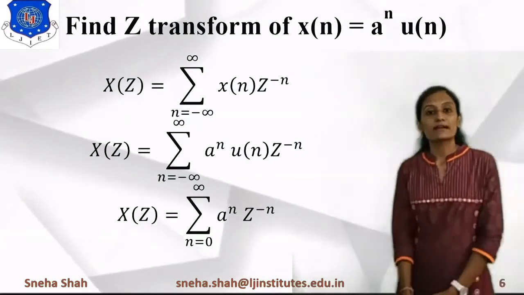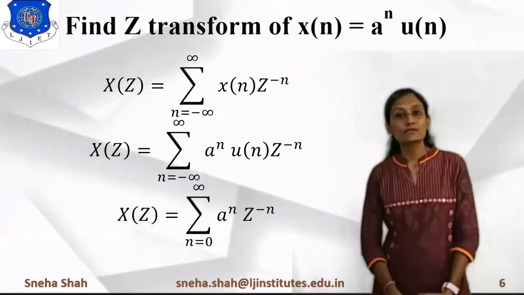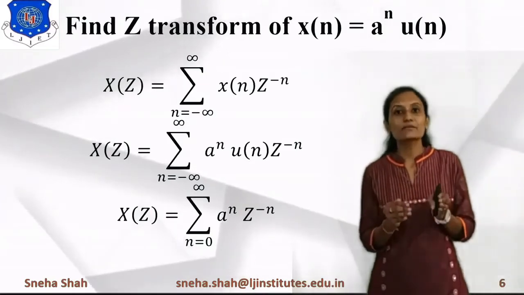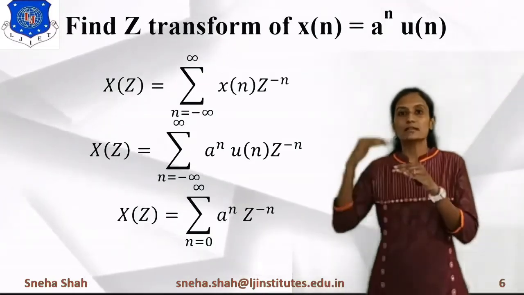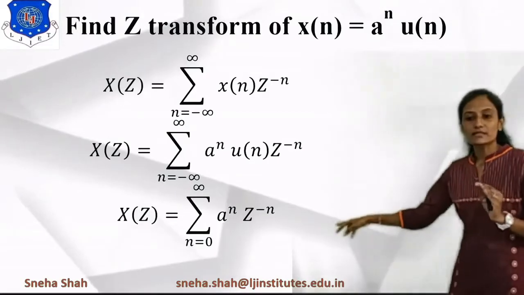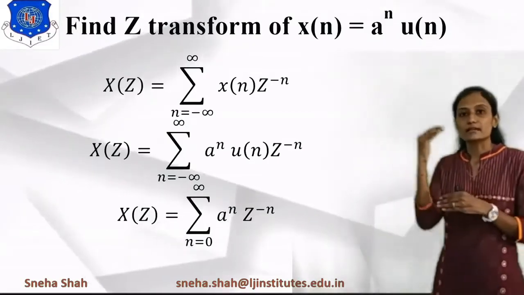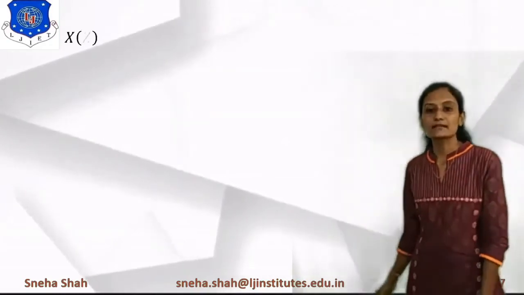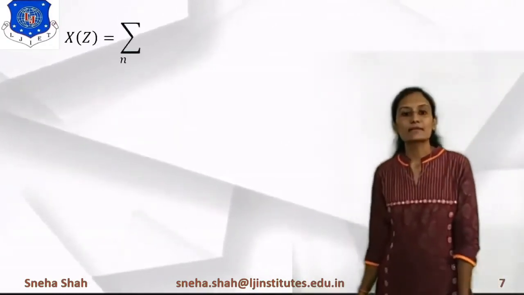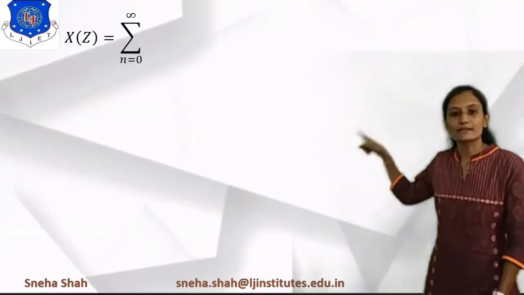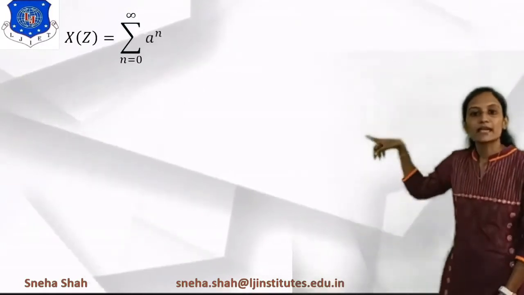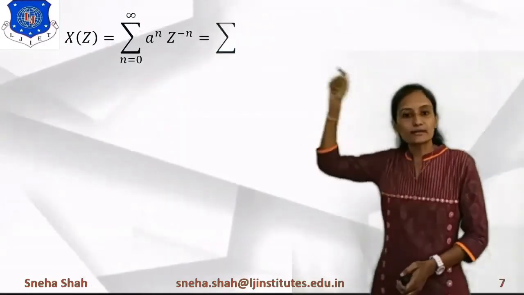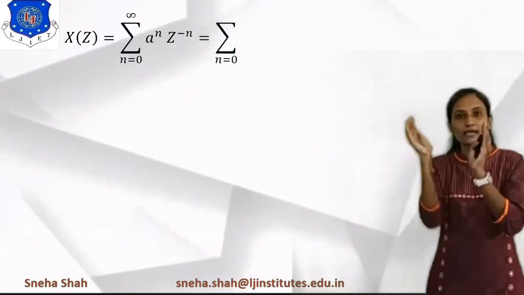Now the next rule arrives over here. Which rule will we apply? When the summation is there, we will convert it in terms of a raised to n. So this term will convert in terms of a raised to n. So the next step is I am writing this term as it is: x of z equals summation n equals 0 to infinity a raised to n z raised to minus n. Now I have to convert this term in terms of a raised to n.